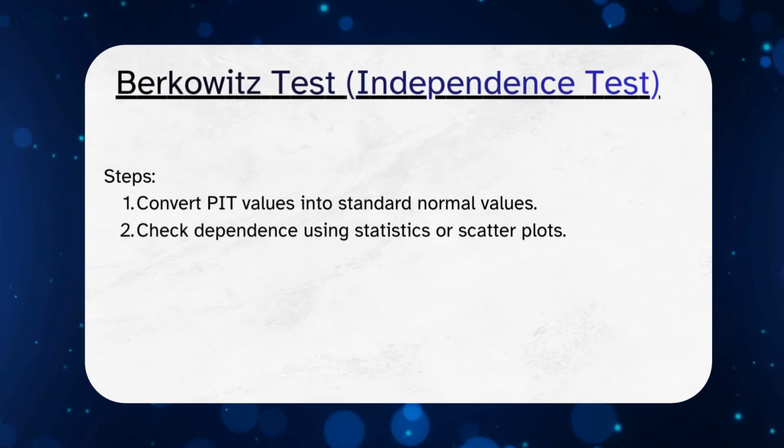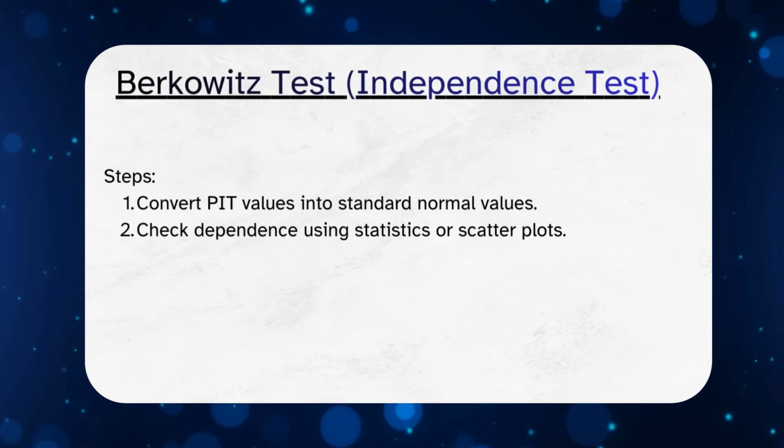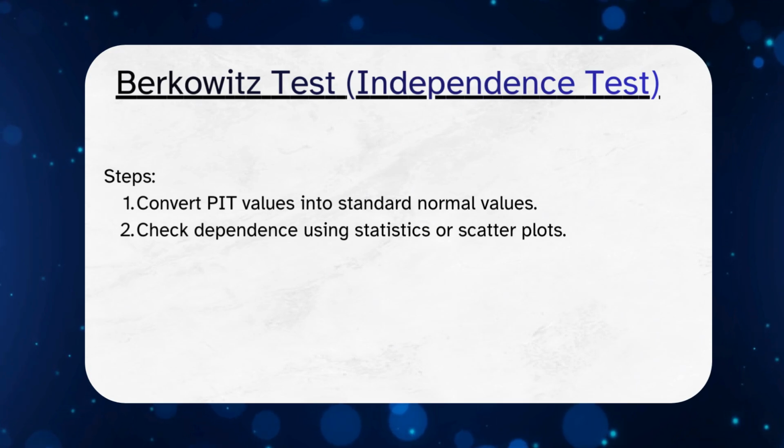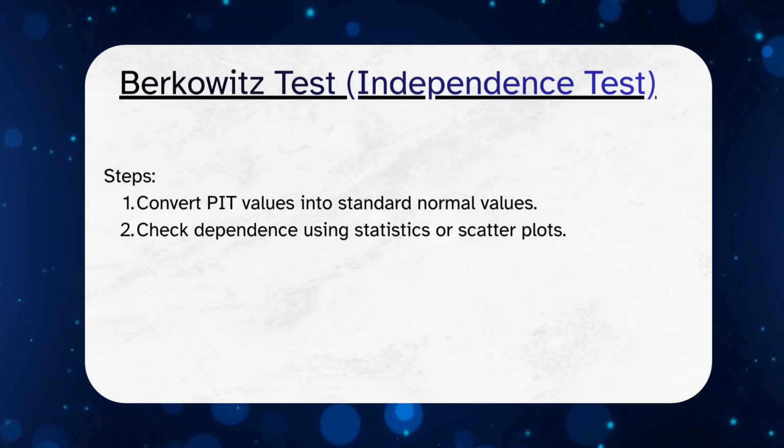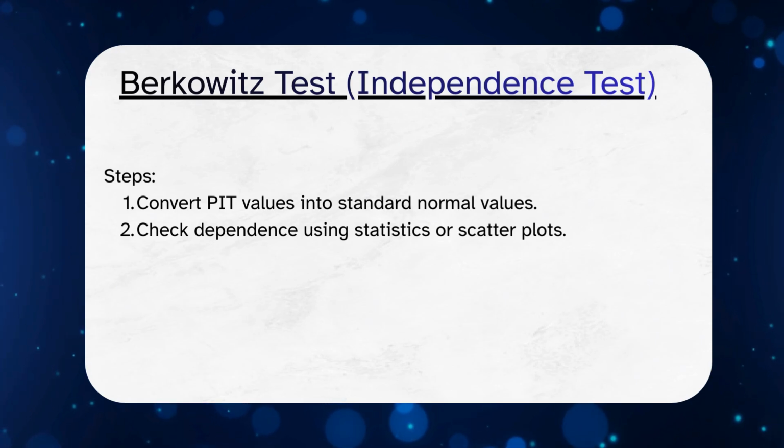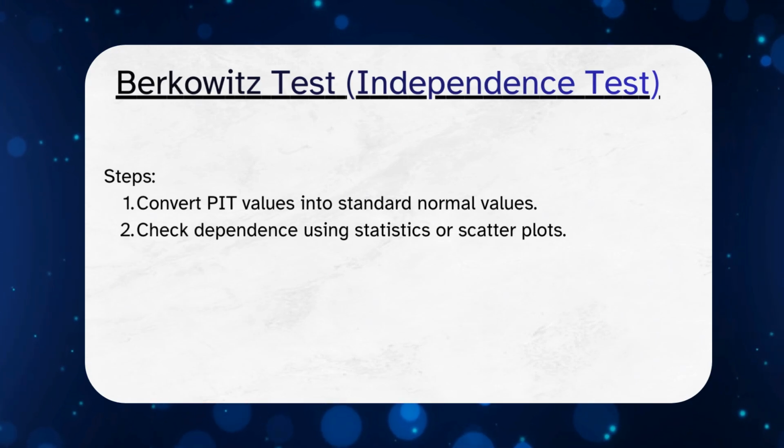The Berkowitz test is like the final check. Its process is simple. Convert PIT values into standard normal numbers. Check whether these values show dependence using statistics or scatter plots. If the points look randomly scattered with no visible pattern, the model passes. If clusters appear, the model still has hidden weaknesses.